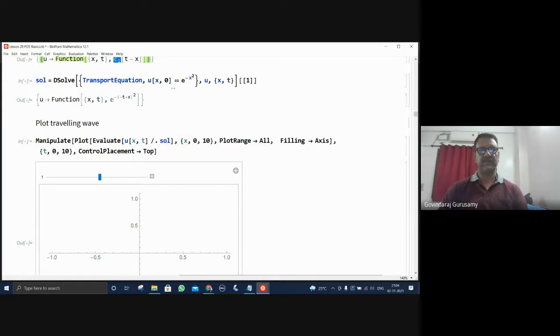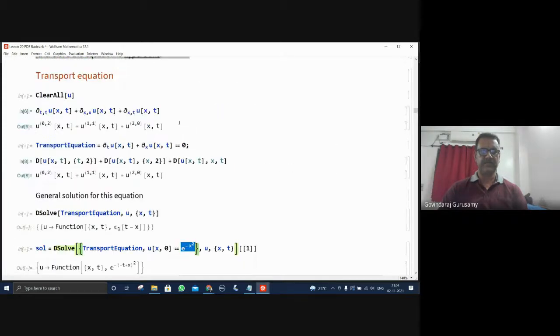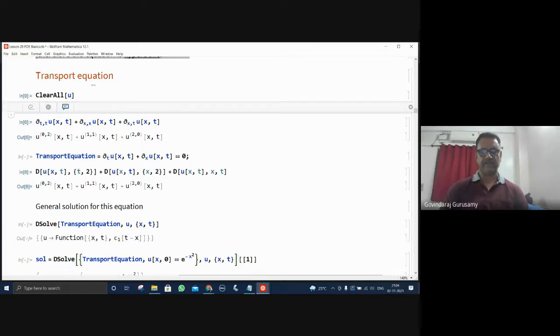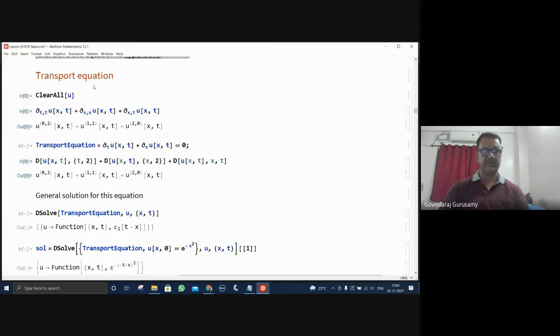with the e power minus x square as u of x comma 0. For the time t equal to 0, I have this. As time goes on, what happens to this equation? That's what we are interested to look at. Okay. In fact, you can understand more about that through this equation also.